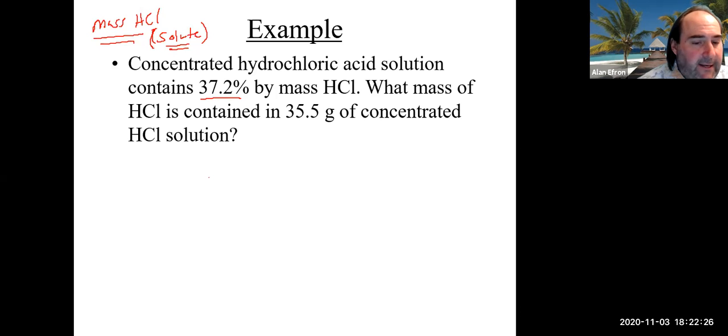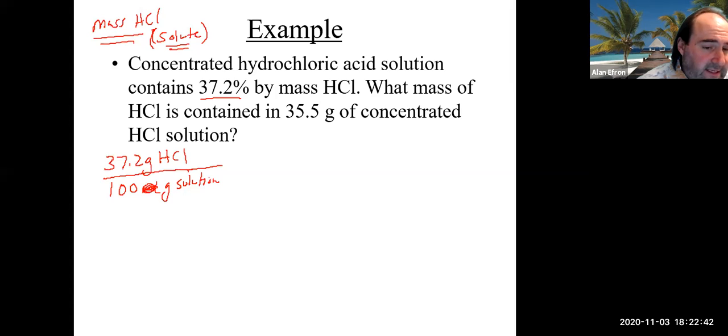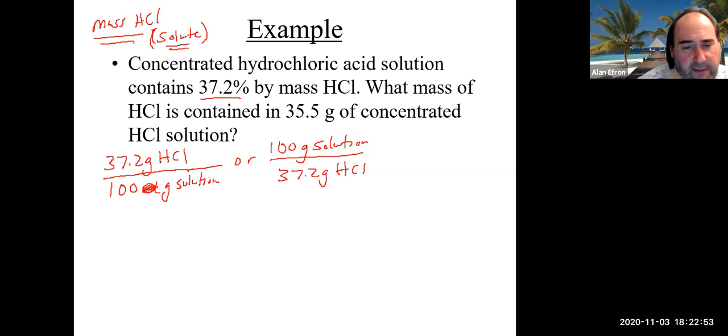So here we do have 37.2% by mass HCl, and we could convert that into some conversion factors. If we took more of a dimensional analysis approach, we have 37.2 grams of HCl in 100 grams of solution. So we could take that percentage by mass and turn it into a couple of conversion factors. We have 35.5 grams of our solution.